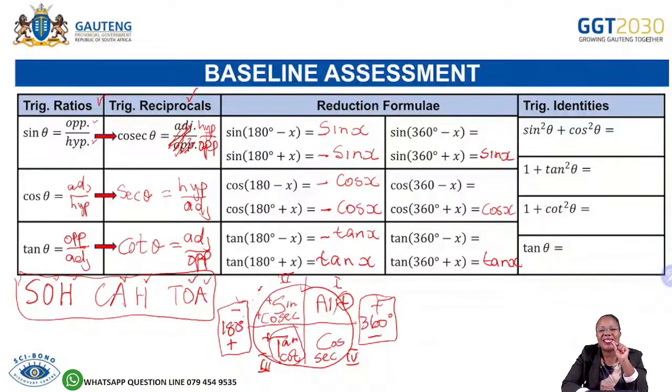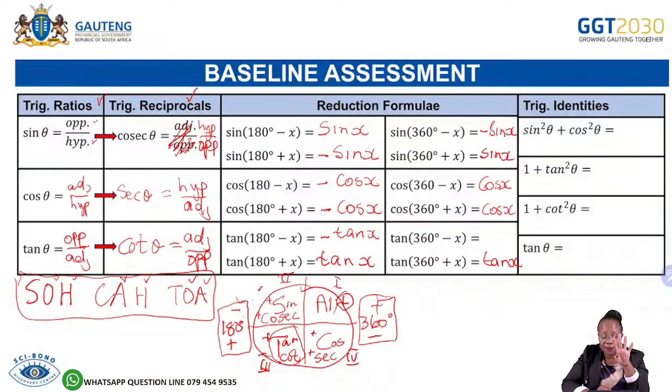Now let's look at 360 minus. 360 minus is quadrant 4. Is sine positive in there? No, it's only cos and sec, therefore sine is negative. And then in quadrant 4 again, is cos positive? Yes, cos is positive because we have a cos there, therefore it will be cos x.